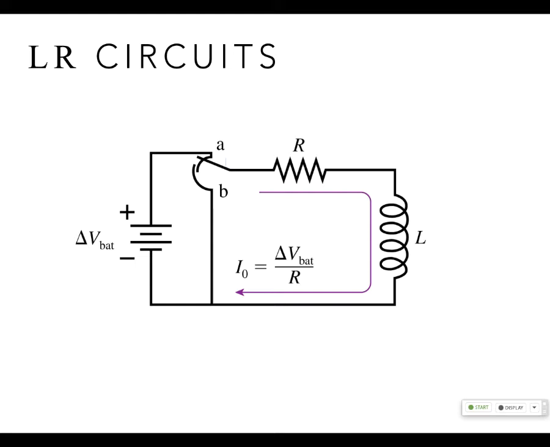Okay? So if you have something that you can charge and discharge, what else have we seen that looks like that? Capacitors, RC circuits, okay? Turns out LR circuits behave just like RC circuits. You can charge and discharge them. They have a time constant, okay?